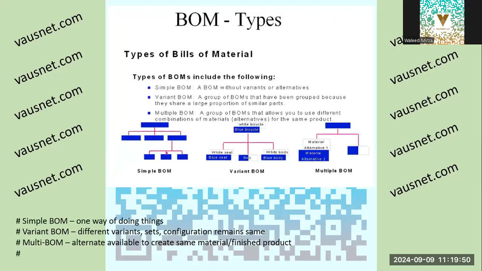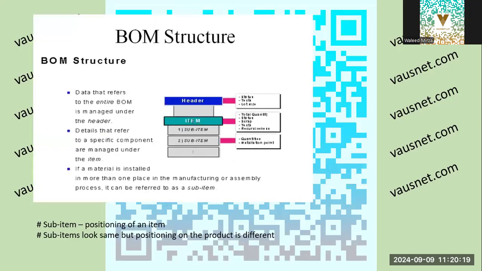And as we have seen, a simple BOM basically tells the breakup of components. A variant BOM will tell that the same product can be made in different variants, which can be color or other notable changes. Multiple BOMs can be like paints can have different alternatives.